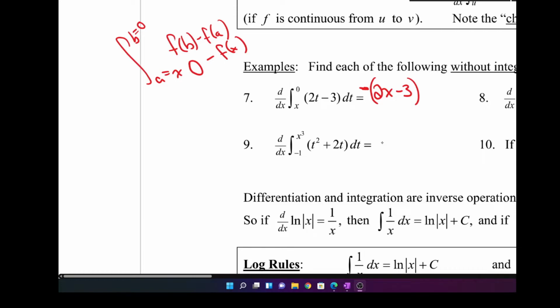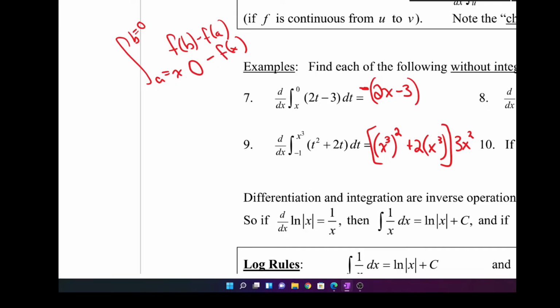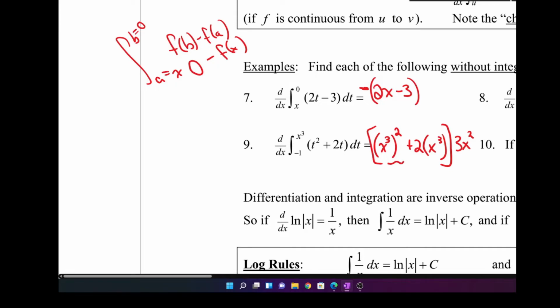Oh, so we get x cubed being squared plus 2 times x cubed, and this whole thing we need to do that chain rule hook-on piece. The derivative of x cubed is going to be 3x squared. And I know you want to simplify that, but I want to leave it in the format where you could see that all I have to do is substitute this in and then multiply by the chain rule hook-on piece.